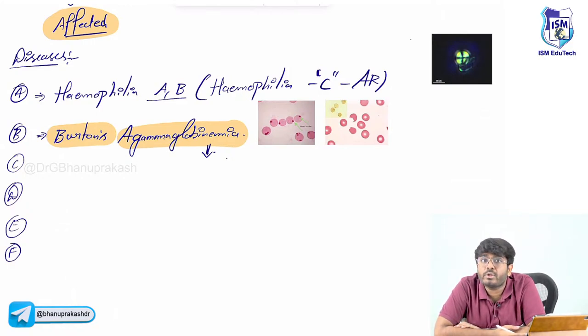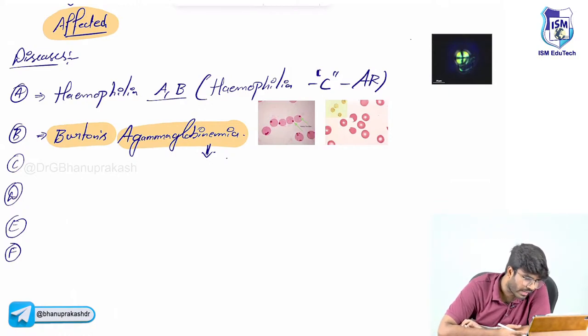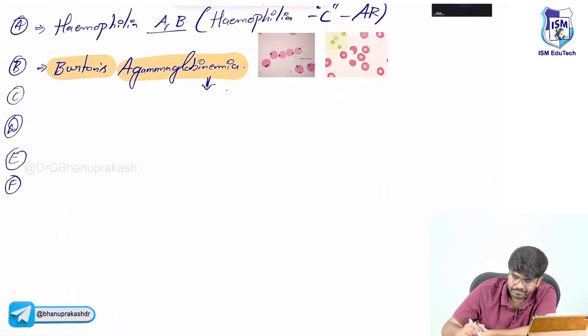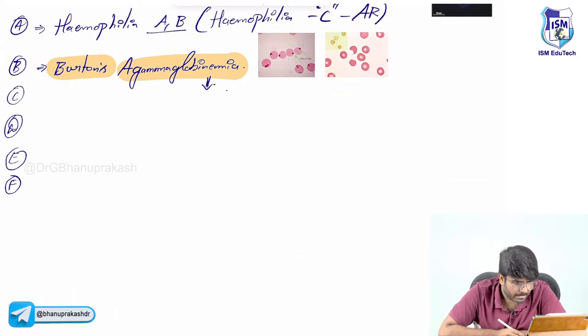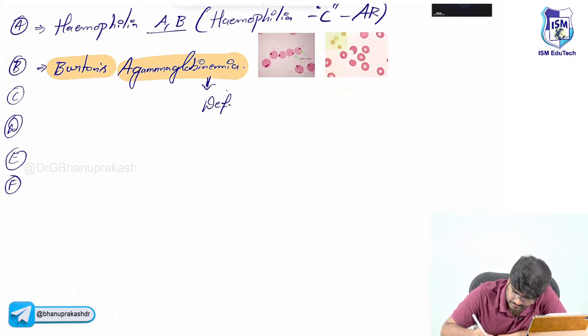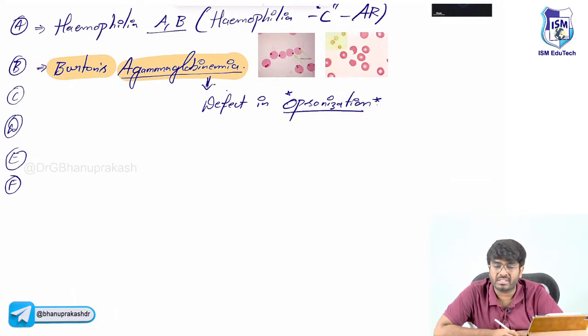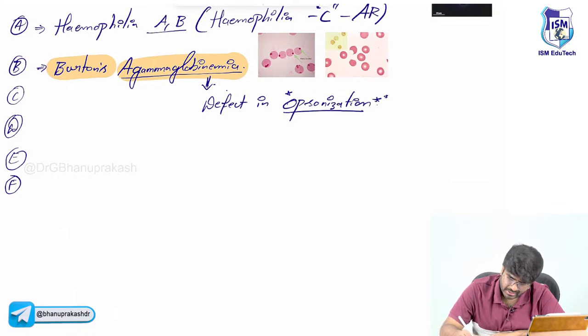Okay, cool. Now, can you tell me what is the problem in Bruton's agammaglobulinemia? What is the main problem, guys? Monica, do you know? It is a defect in opsonization. See, in agammaglobulinemia, the gamma globulins, the antibodies, are not getting produced. The B cells are not producing the antibodies, so opsonization cannot happen. Very important. Opsonization defect is seen in Bruton's agammaglobulinemia.